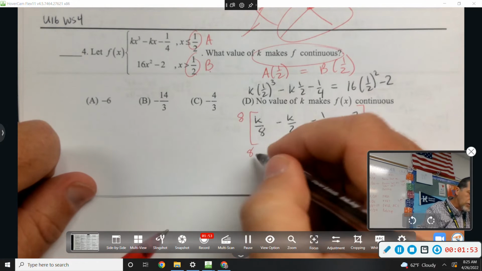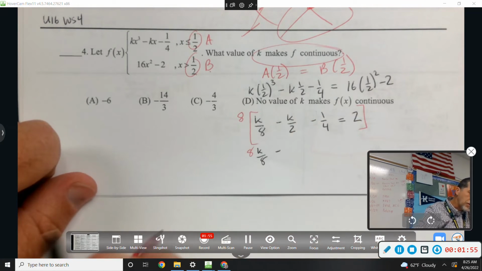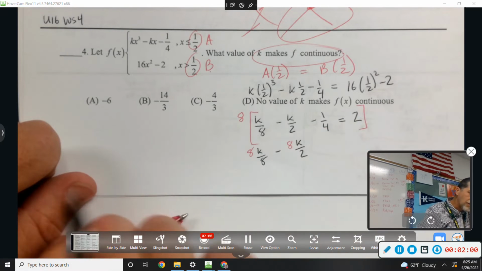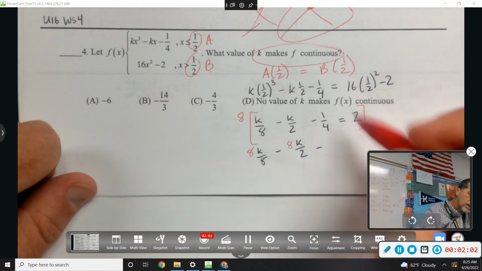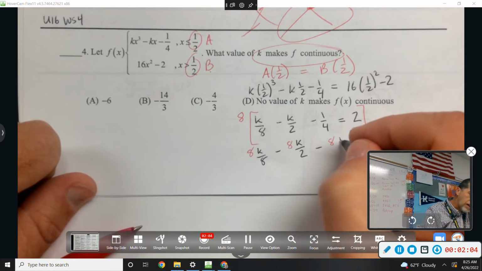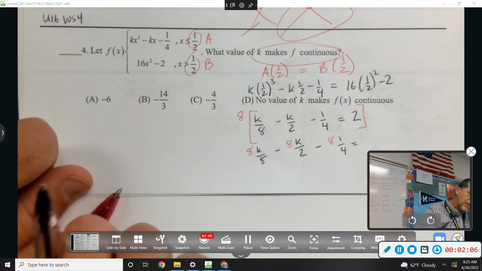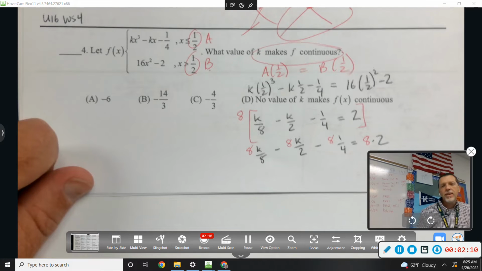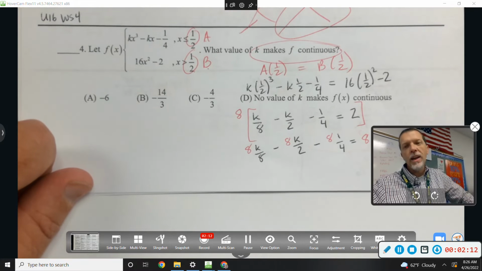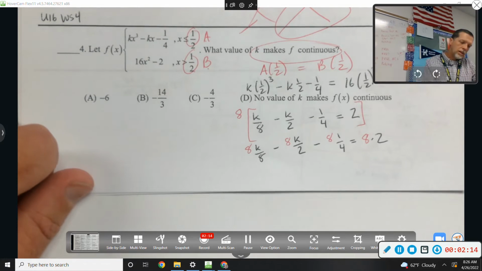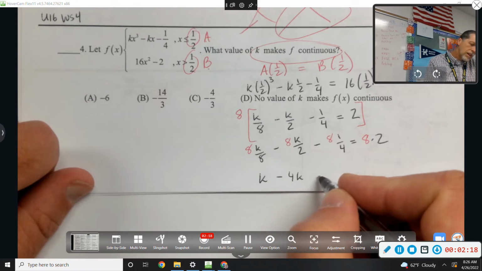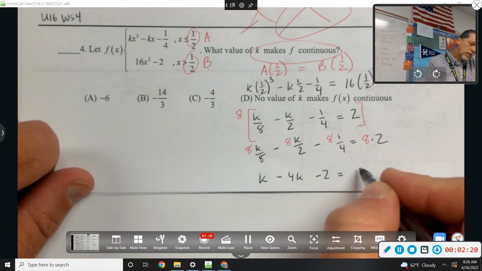Alright, I'm going to do this once just because somebody's going to mess it up if I don't. I'm going to show distributing the 8 to everybody. I suspect most of you would not write this step out, but some of you need to write that step out, and there's nothing wrong with that. If you need to do it, do it. So k minus 4k minus 2 equals 16.